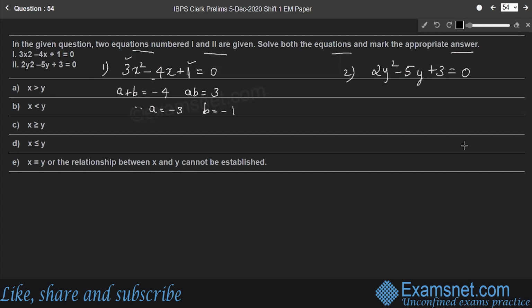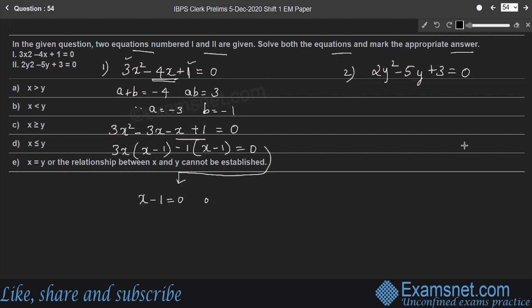So let us split the middle term to solve the equation. 3x square minus 4x can be written as minus 3x minus x, plus 1 is equal to 0. Here 3x is common, so 3x into x minus 1. Minus 1 is common in the last two terms. So it becomes x minus 1 is equal to 0 or 3x minus 1 is equal to 0. So x is equal to 1 or x is equal to 1 by 3.